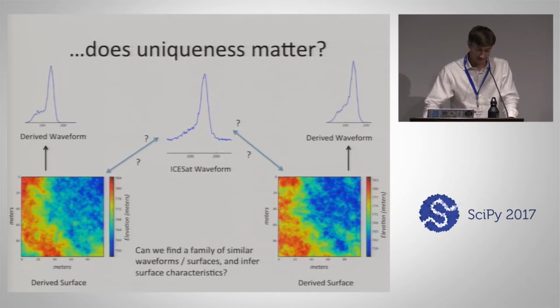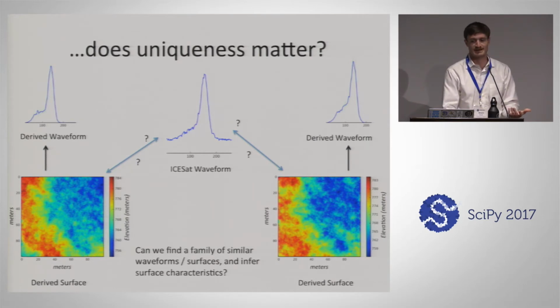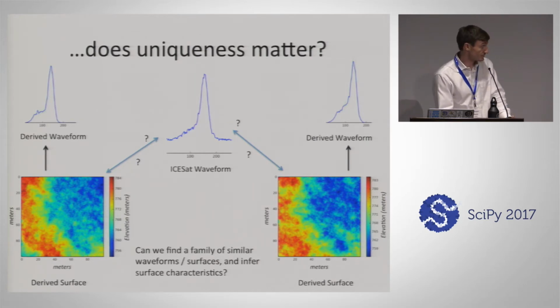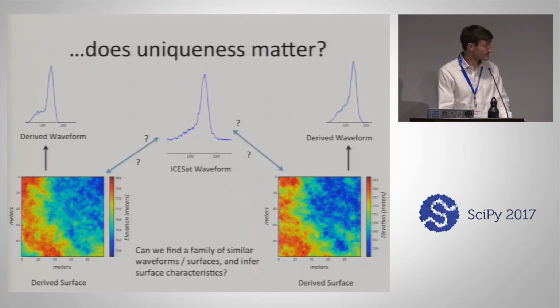So the first thing that I started looking at was, okay, does uniqueness actually matter for my application? Here's an example where I've forward modeled. I've taken two different elevation tiles, and I've convolved what the signal would look like. So you've got the tile on the left and its derived waveform, the tile on the right and its derived waveform. The tiles are similar, and the waveforms are similar. So I might not actually need to get to an exact surface if I could just get an idea of what types of surfaces or what the surface was.